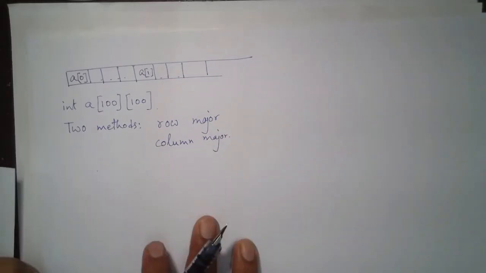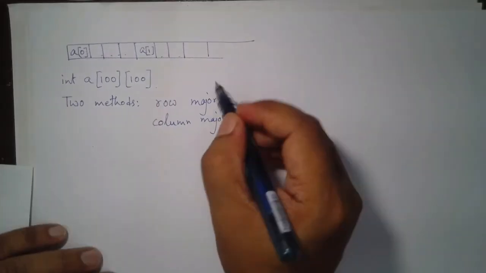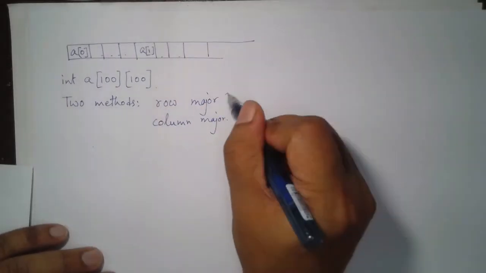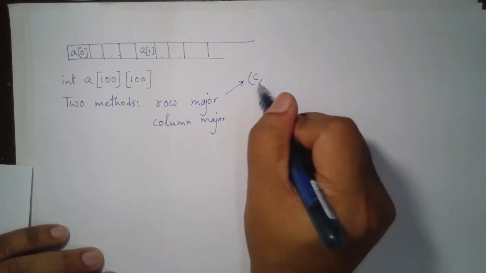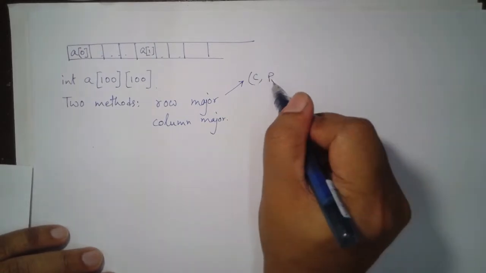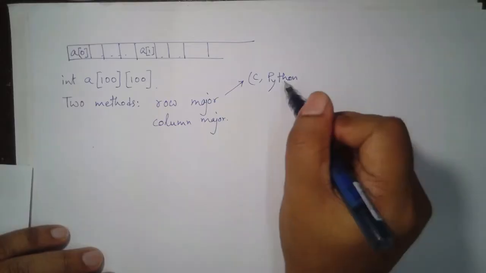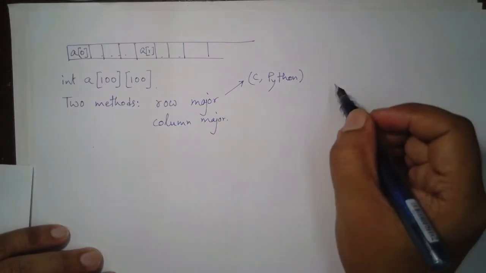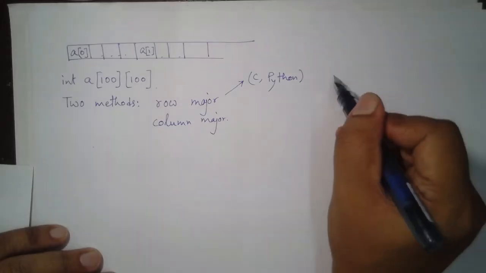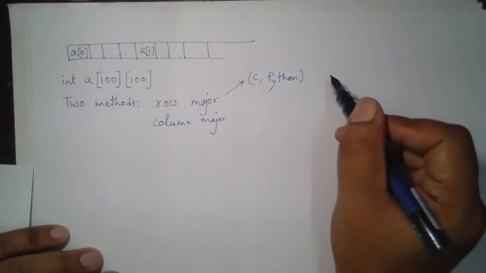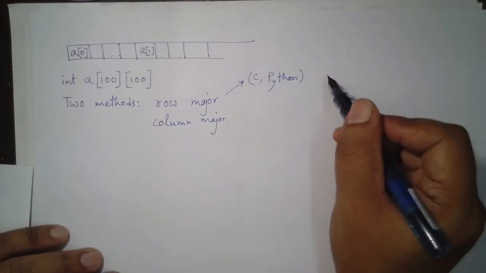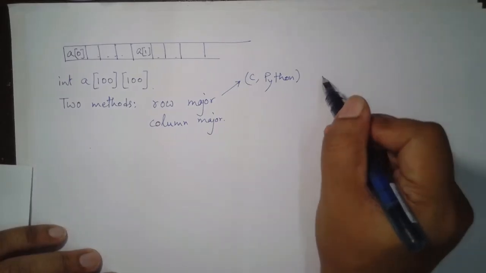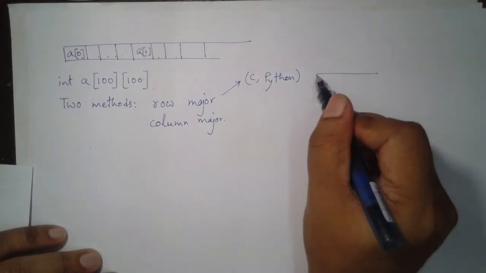So, I am sure many of you are already familiar with C and Python. They use the row major strategy or row major technique for storing two-dimensional data. In case of row major, as the name suggests, it is very intuitive. Let us say this is your two dimensional array.